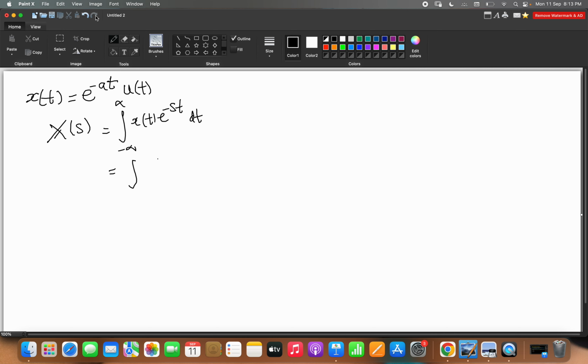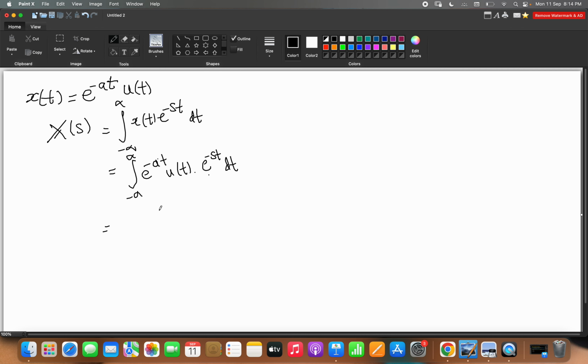Now I am just replacing the value of x of t in this. So the x of t can be replaced with u of t e power minus at, or else e power minus at u of t. So e power minus at u of t, and we are having e power minus st dt.